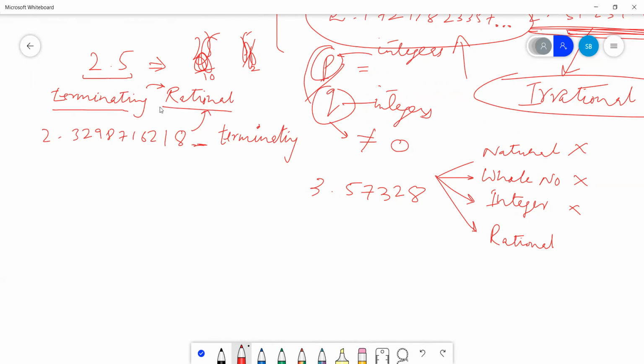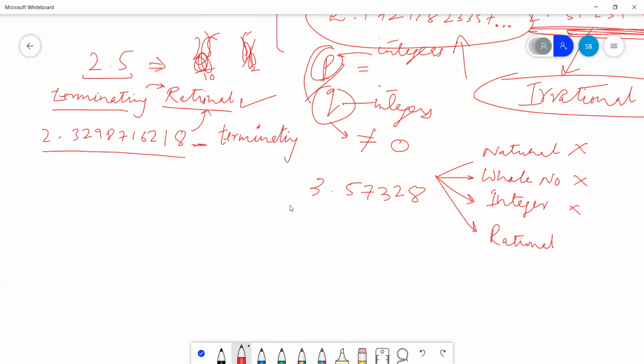And we can express this in the form of P by Q. But we don't need to express it. We just want to know whether it is rational or not. We have to simply say, if this is terminating, then it is a rational number. Okay? Okay. If this is terminating, yeah.